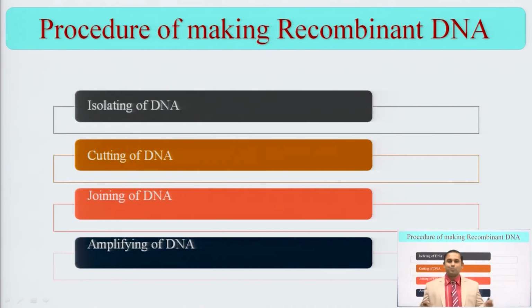Now, a very important and interesting topic we have raised: the procedure of making rDNA. Sir, you have told us lots of things, its benefits, its history, the scientists working in this field. Now, tell us about the procedure, how we can work with rDNA or make rDNA. For that, first you have to isolate a certain DNA, the DNA of interest, the gene of interest. Then you have to cut the DNA, then join the DNA, and lastly amplify the DNA.